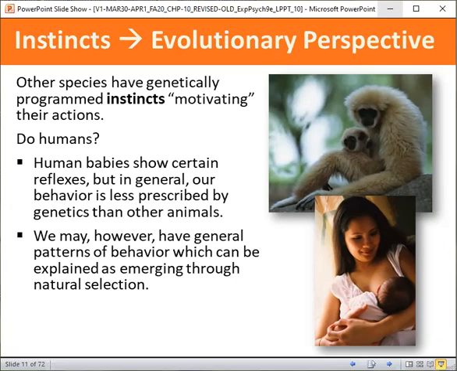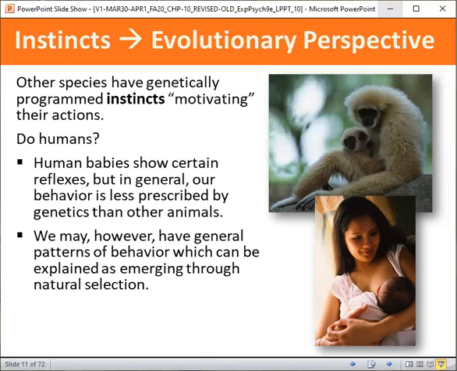So we may have these general patterns of behavior which can be explained as emerging through natural selection. All right, basically, again, remember, natural selection basically says the nature of the environment in which you live may select some people as being more successful than others, meaning that they have characteristics that are part of their body, their makeup, or their psyche or behavior that makes those individuals more likely to live than other individuals. And so those other individuals are not going to be as fruitful in the gene pool, meaning having as many offspring as the ones who are more successful. And that's how natural selection works.